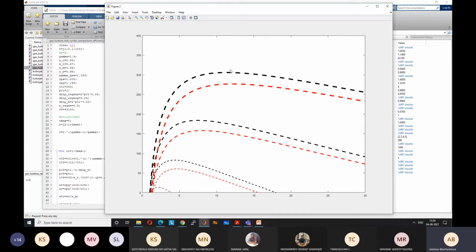So anywhere we can operate, based on the optimum efficiency and optimum RC for work output, we can operate. We can select a value of pressure ratio so that we get quite high efficiency also and quite high work output also. So the peak value for work output is different from the peak value for efficiency. That is difficult to see, but that is the case.